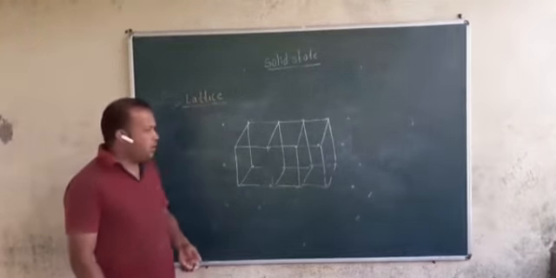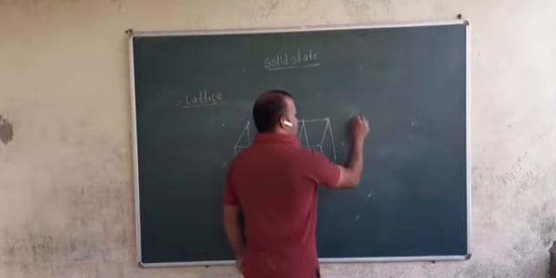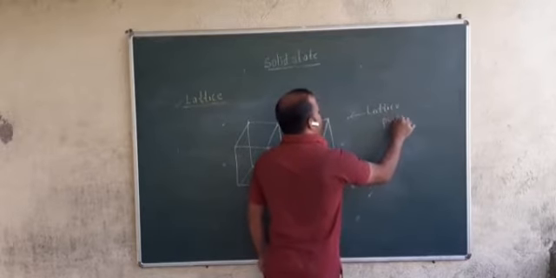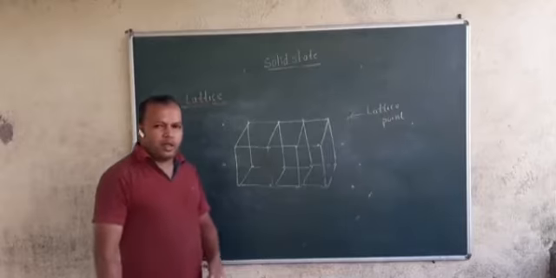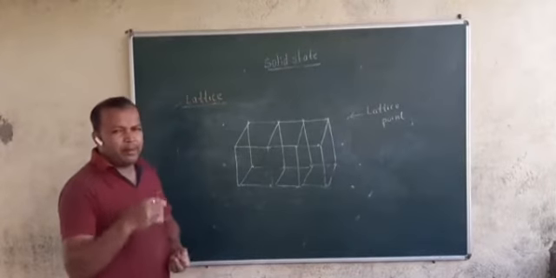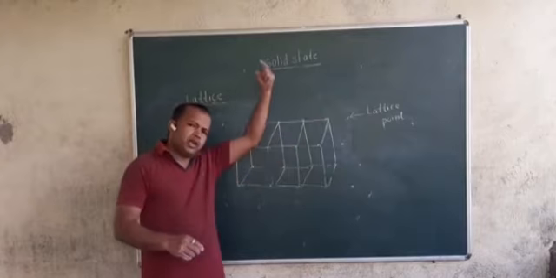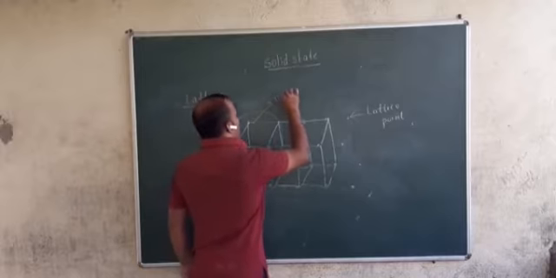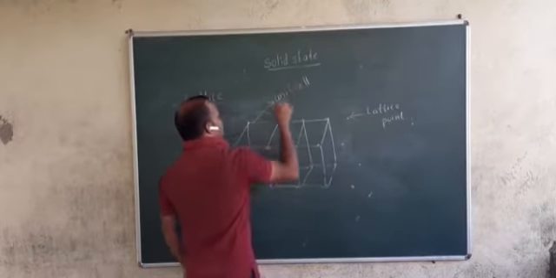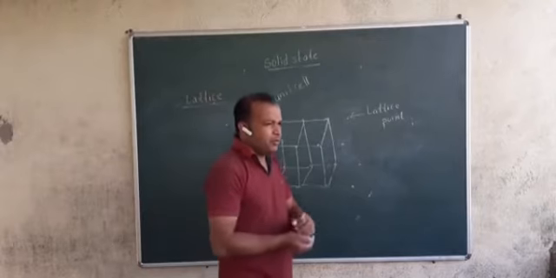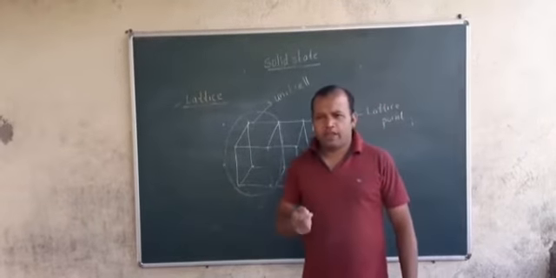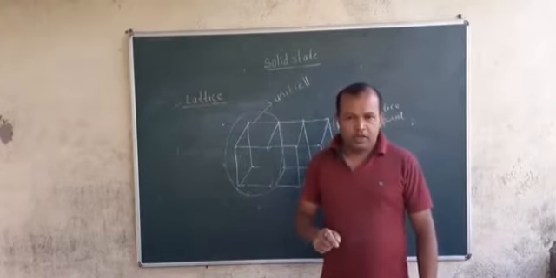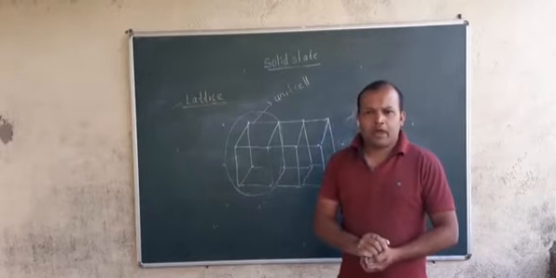Three-dimensional means 3D. And this single point is called a lattice point. And the smallest repeating pattern, which will continually repeat, is called a unit cell. If in the exam it is asked what is a unit cell, you will say the smallest repeating pattern of the constituent particle is called a unit cell. Okay students, the smallest repeating pattern is called a unit cell.